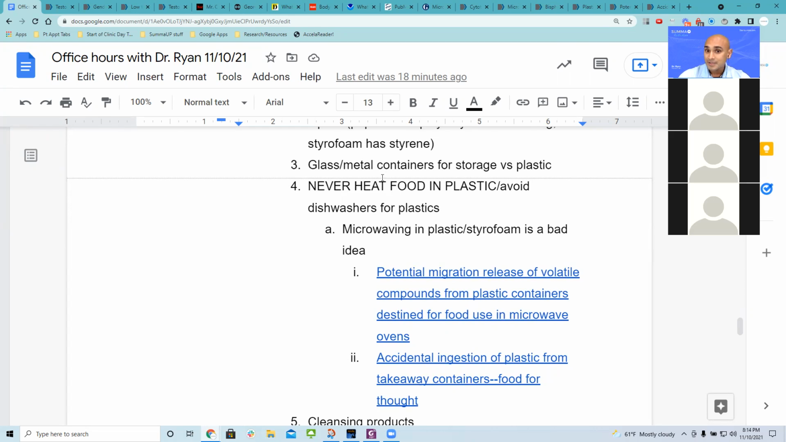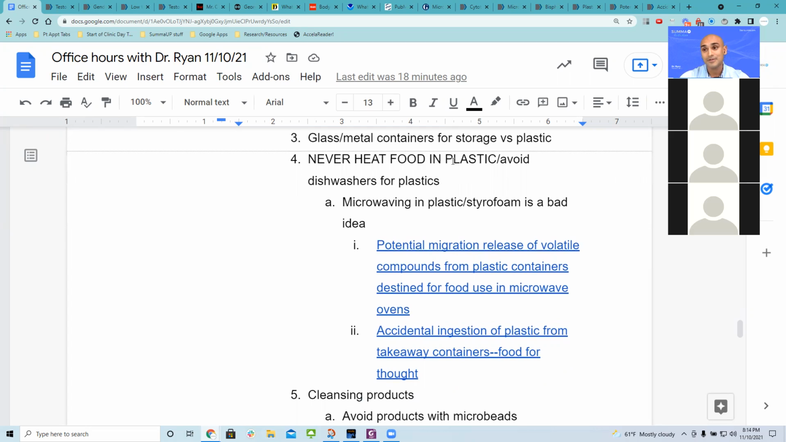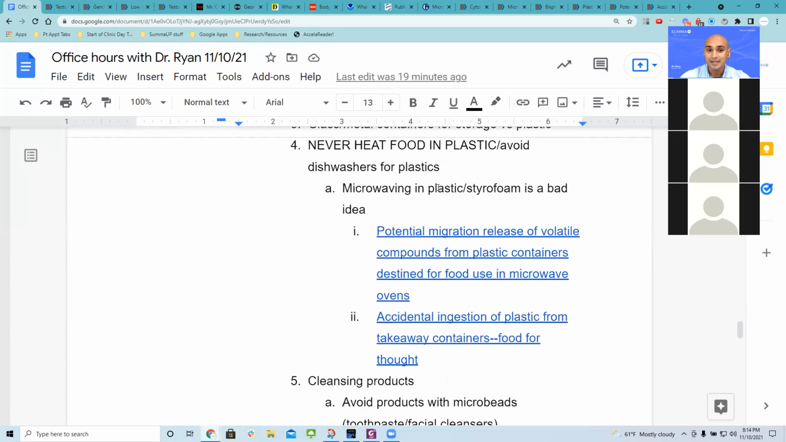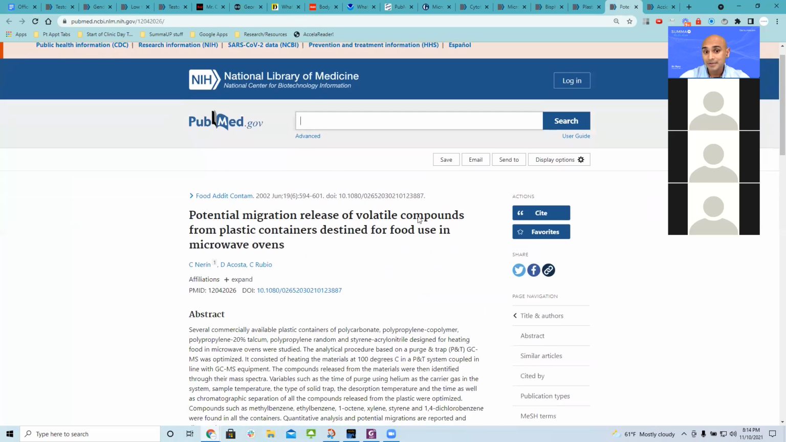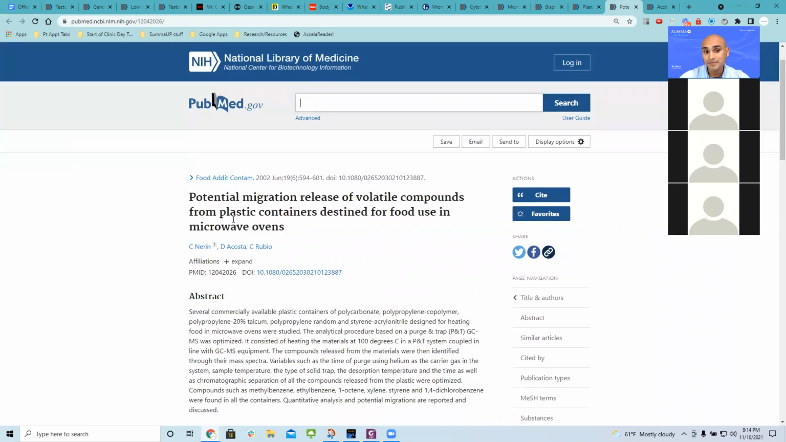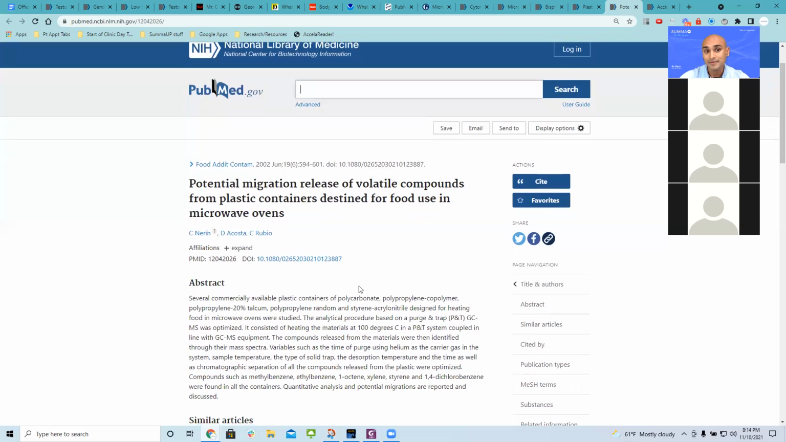Again, as I mentioned, glass and metal containers are best for storage versus plastic containers. Never heat food in plastic containers, particularly in the microwave. And avoid using the dishwasher for any plastic containers if you choose to use them. Microwaving with plastic and styrofoam is a bad idea. There have been a couple of studies that have looked at the potential migration of volatile compounds from plastic containers in microwave ovens, and it's definitely been shown to occur.